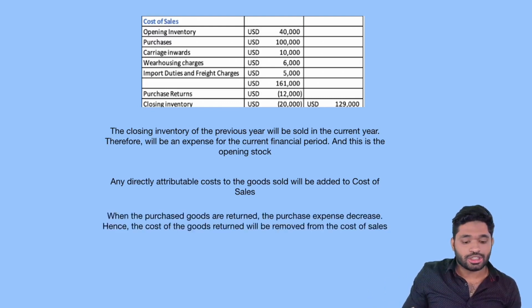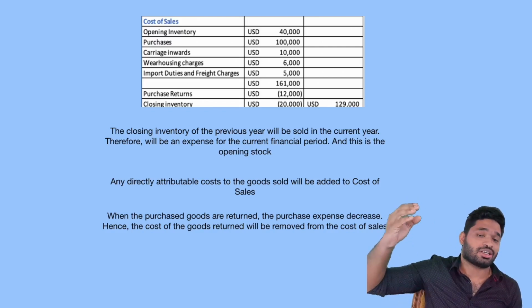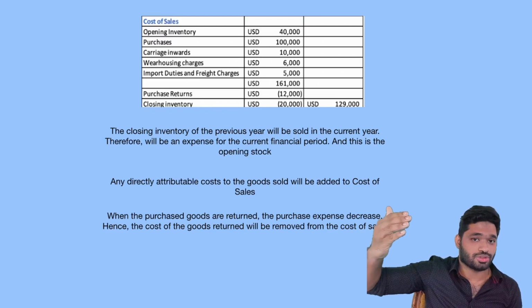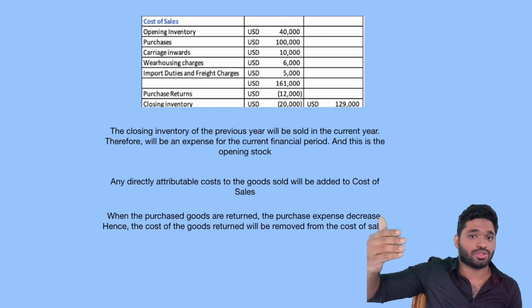Then when you return goods, the purchase expense will decrease. So when the purchase expense decreases, the cost of the goods will decrease, right? Now let's say you had purchased 100,000 worth of goods. So this purchase of 100,000 will become a cost for you. It will become a cost of the goods.